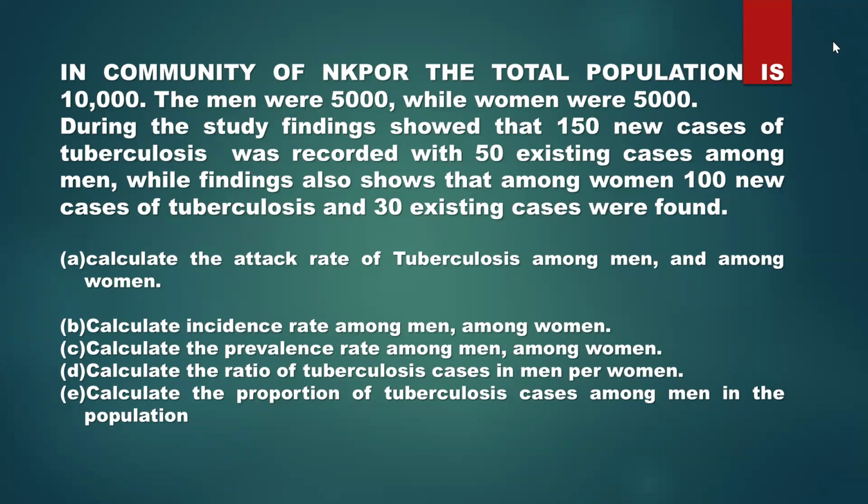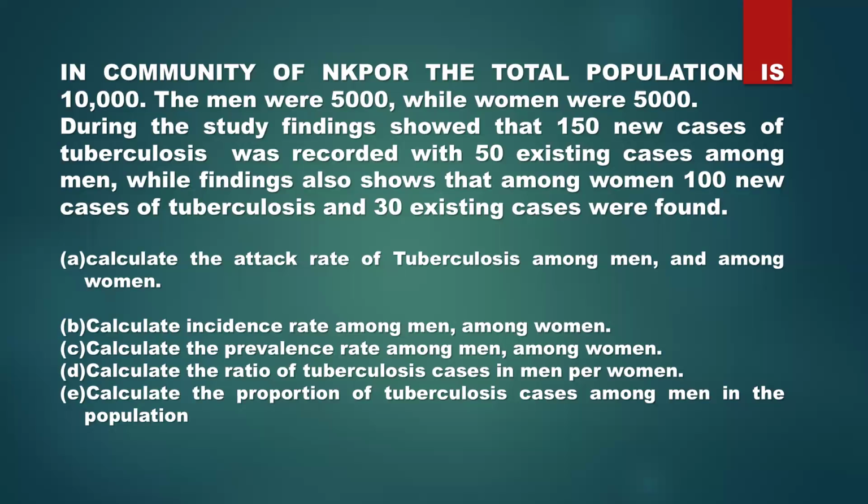Hi, in this section, we shall be looking at how to calculate incidence rates, how to calculate prevalence rates, how to calculate ratio, and how to calculate proportion using this hypothetical example. In a community of Mpo, the total population is 10,000. The men were 5,000, while the women were 5,000.